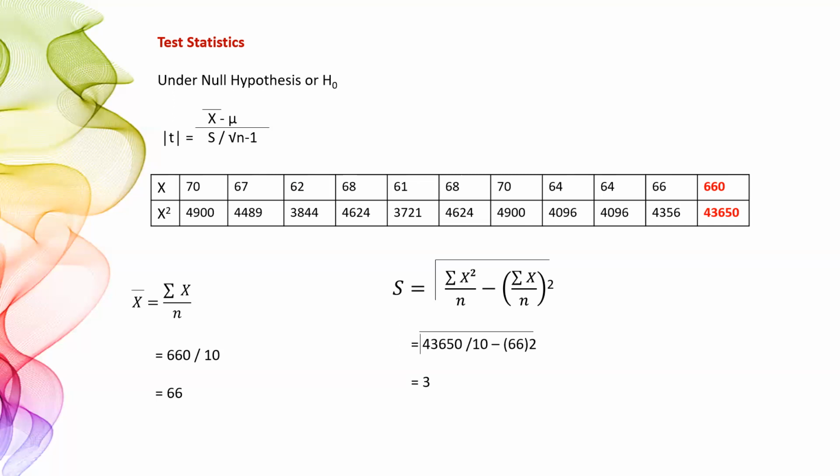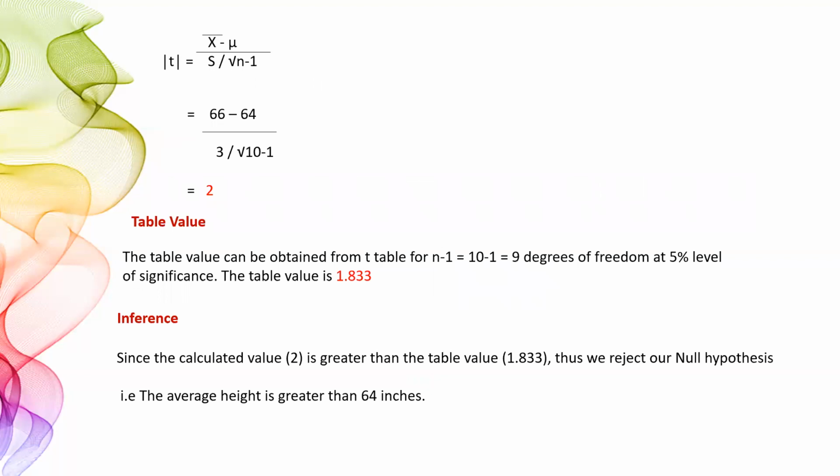Next we find the s value. The s formula is root of summation x square by n minus summation x by n, the whole square. Once we substitute the values here, we get the final answer as 3. Then we substitute in the formula: modulus t is equal to x bar minus mu divided by s by root of n minus 1. So here x bar is 66, minus mu value 64, divided by s value 3 divided by root of 10 minus 1. Once we calculate all these values, we get the final answer as 2. That is our calculated value.